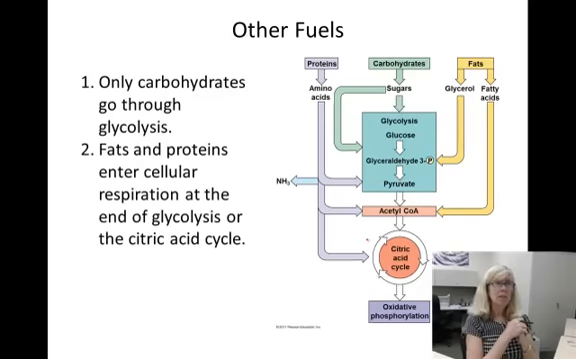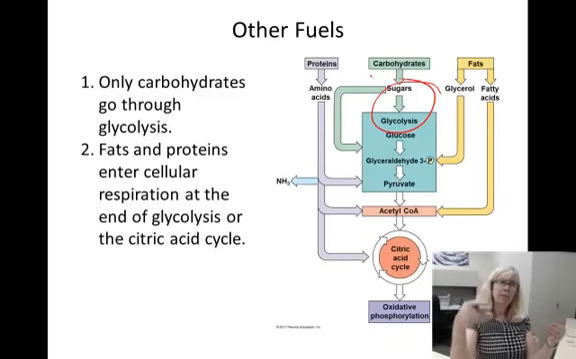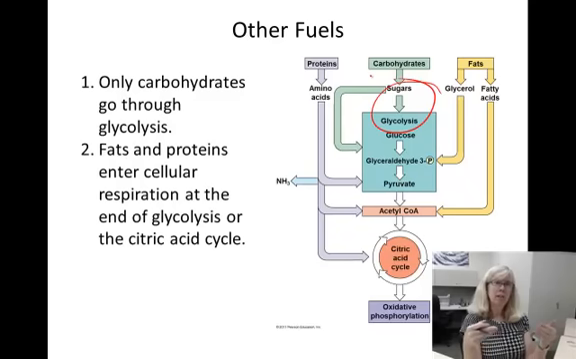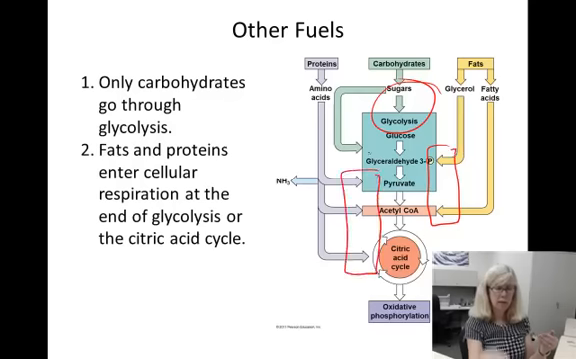This scary figure is just here to show you that different foods enter cellular respiration in different locations. You don't need to know the exact details, just know this. Only carbohydrates enter at the start of glycolysis here. Both proteins and fats are important fuels, but they enter the cycle later at either the end of glycolysis, as in fats, or even down into the citric acid cycle, as in proteins.